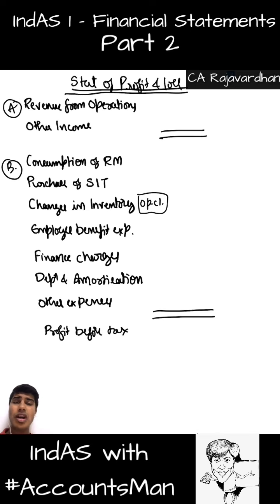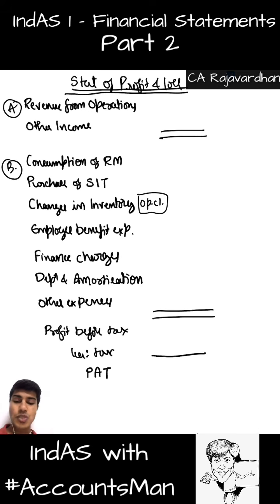When we do all this, we will get what? Profit before tax. From this profit before tax, we deduct tax. When we deduct tax, we will get profit after tax. You get that? This is where our schedule 3 statement of profit or loss used to end.